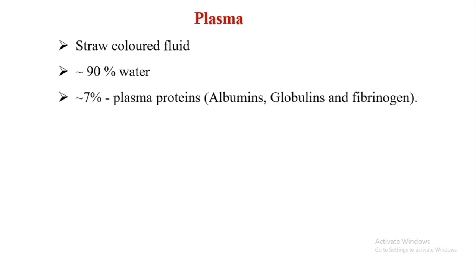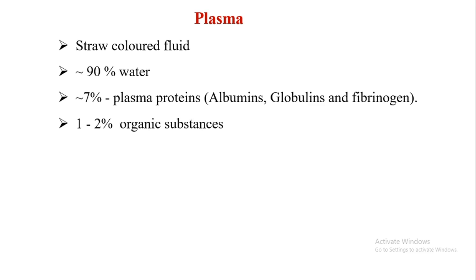So, plasma is the first constituent of the blood. Plasma is a straw colored fluid which contains approximately 90% water. As plasma is liquid in form, it contains 90% water. Also, it has approximately 7% plasma proteins. The proteins present in plasma are majorly of the class albumins, globulins and fibrinogen, which constitute 7% of total plasma.